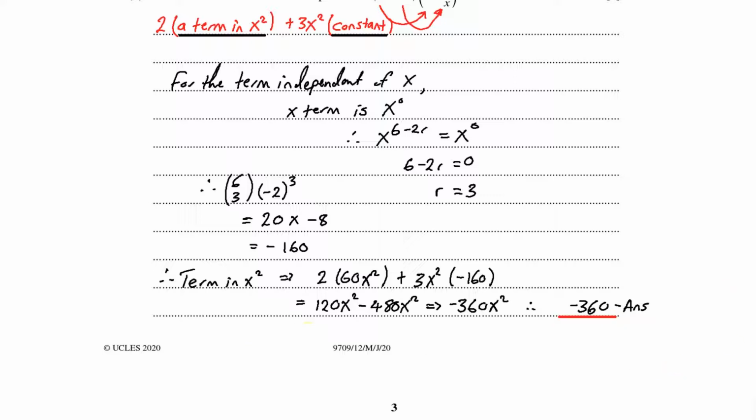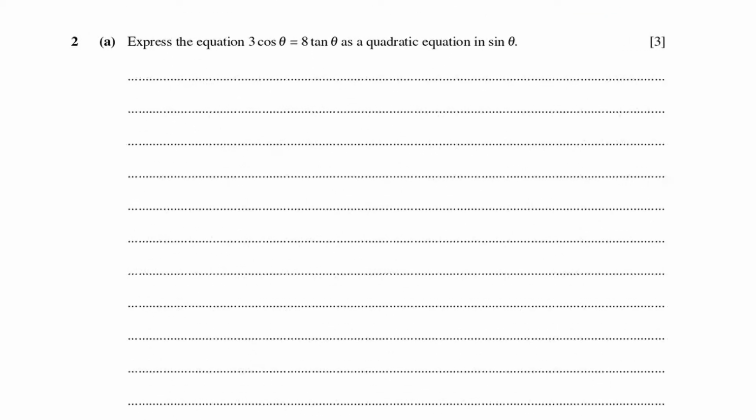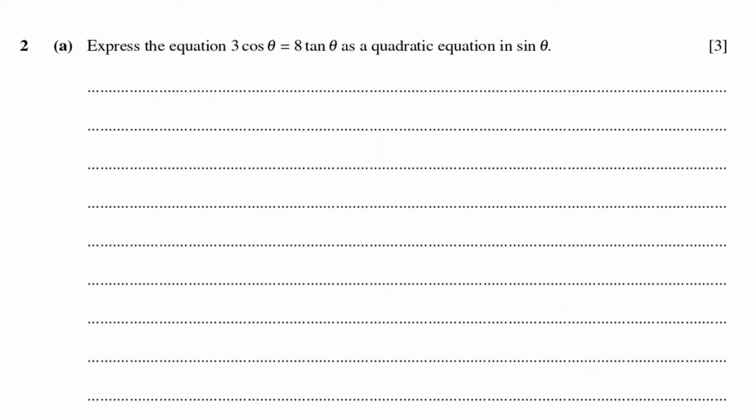So we can now scroll down to the next question. That's question number 2. Part A. Express the equation 3 cos theta is equal to 8 tan theta as a quadratic equation in sin theta. So here we've got 3 cos theta is equal to 8 tan theta, of which we know that tan theta is sin theta over cos theta.